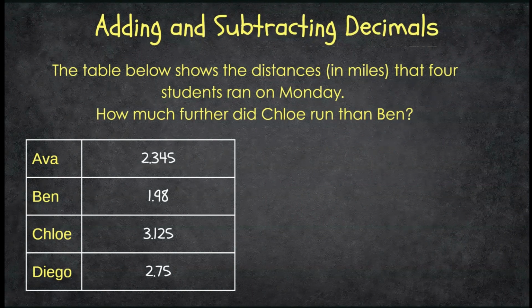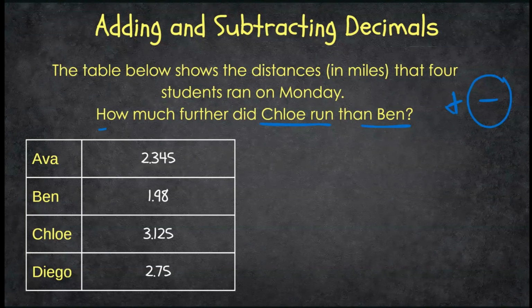All right, let's take a look at one more problem. The table below shows the distance in miles that 4 students ran on Monday. How much further did Chloe run than Ben? So before I can start solving this, I need to figure out: are we adding or are we subtracting? Well, the problem's asking me to compare Chloe's distance and Ben's distance and find the difference. Anytime we're finding difference, that is going to be subtraction.